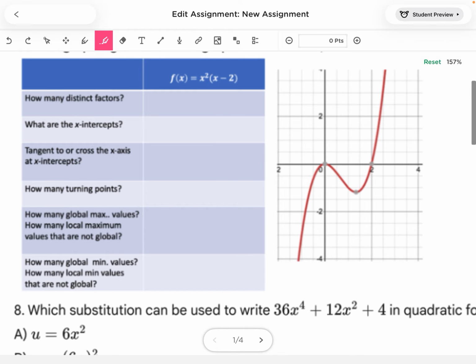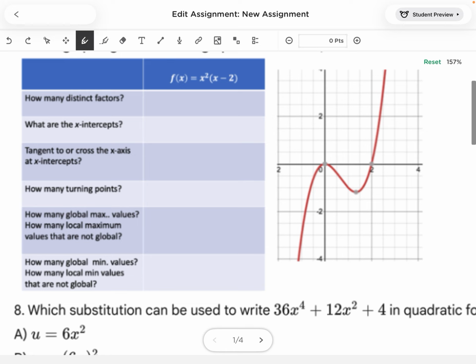This is a quick revision for SBQ1. Inshallah, all these questions will be included in the SBQ, but you have to have a quick review for everything we did in the booklet. The question: how many distinct factors?